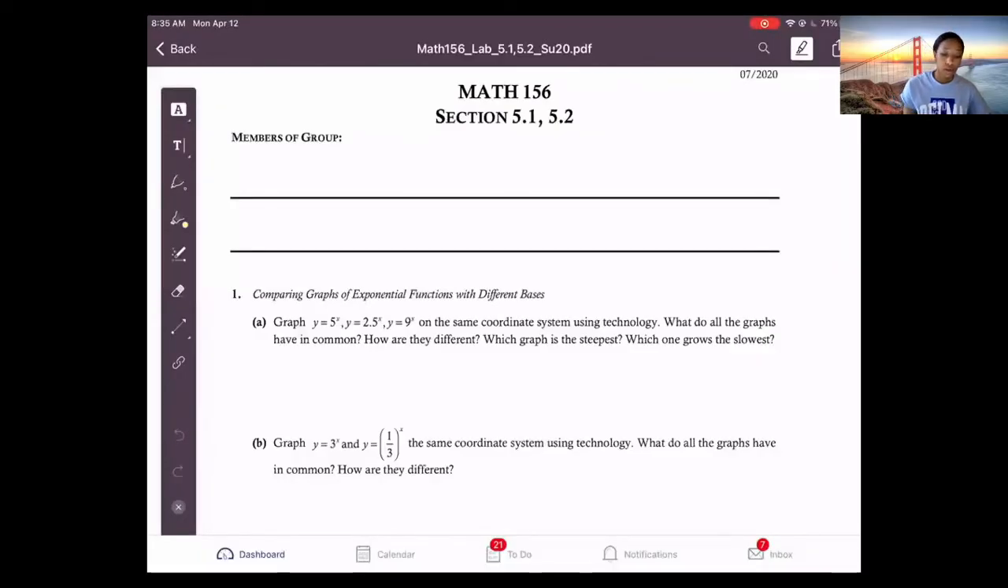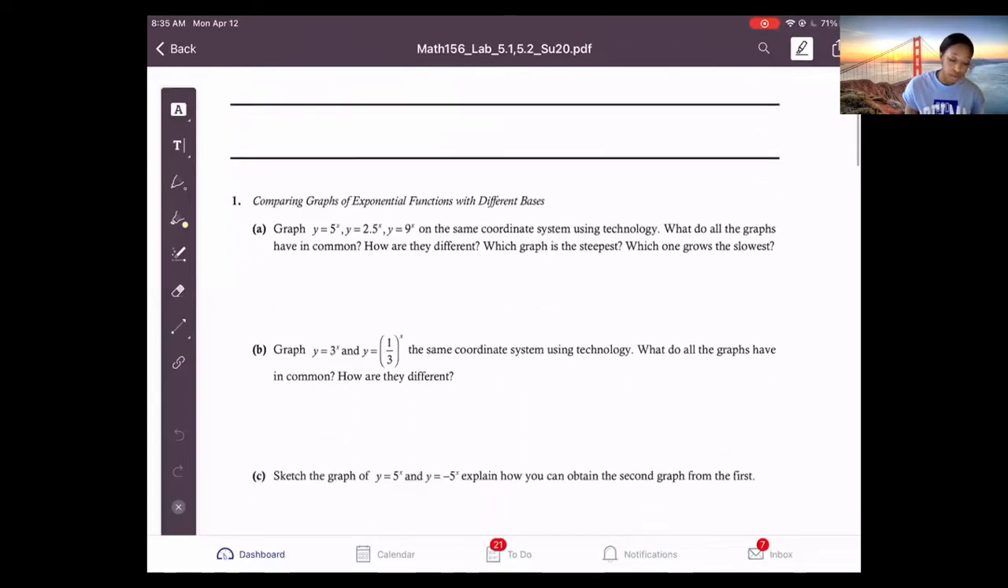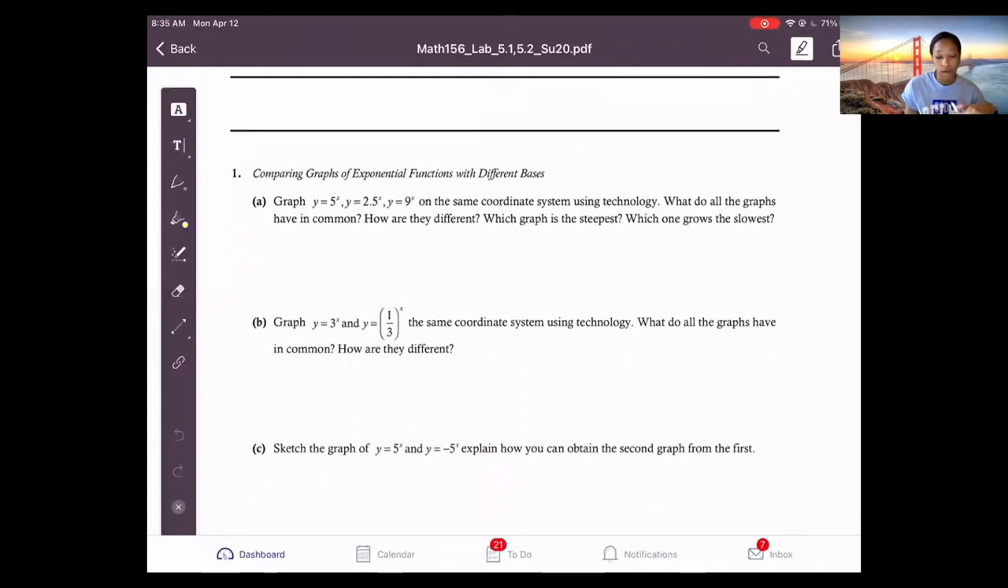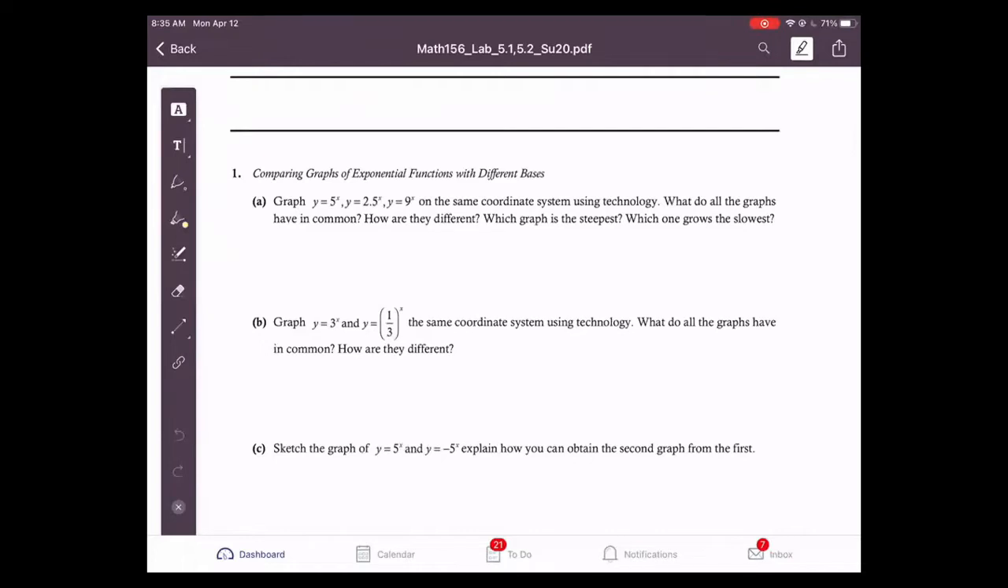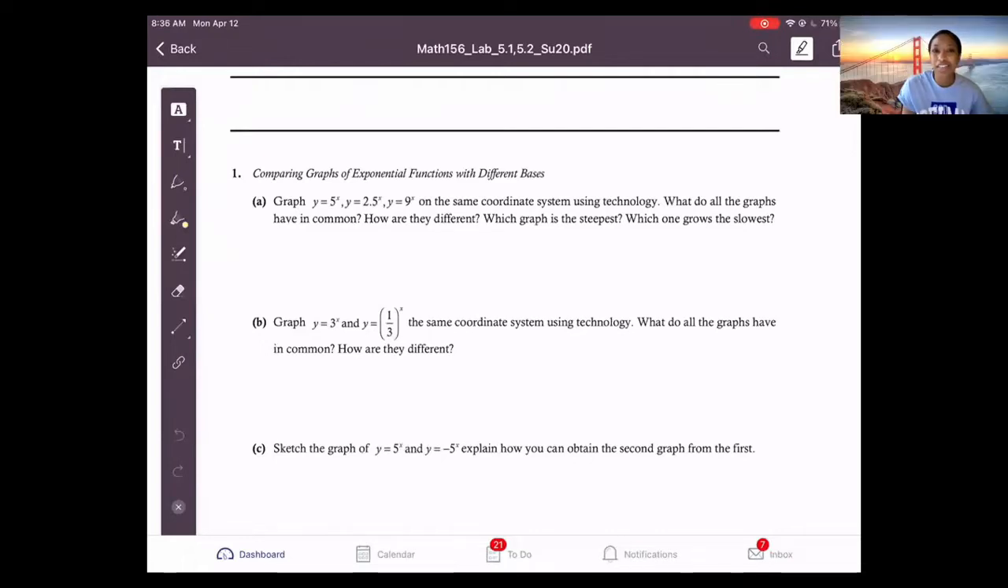Okay, so starting section 5.1, 5.2 lab, going over these solutions, we had a question about problem number 1, which is basically the question. The question is, how are they different? Which grows the fastest? Which grows the slowest? Your question was basically, if you graph all of these at the same time, how do you know which is which? We discussed this a bit in the last class.